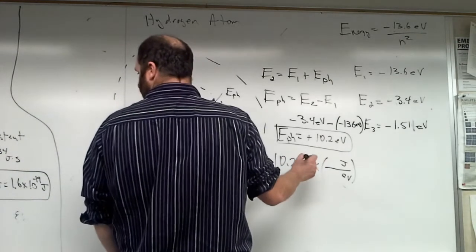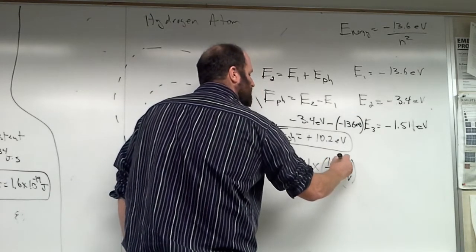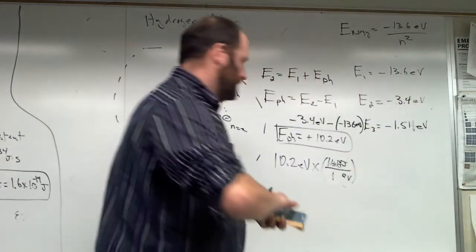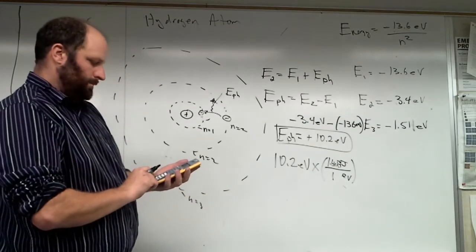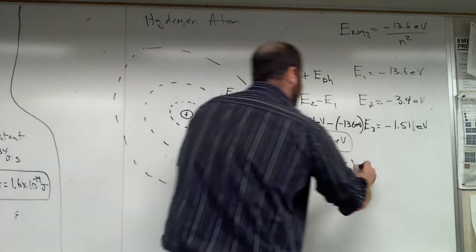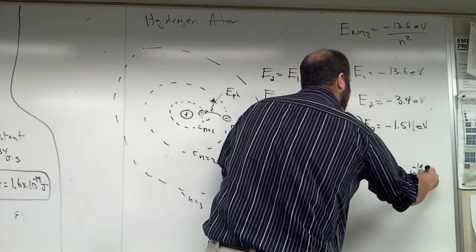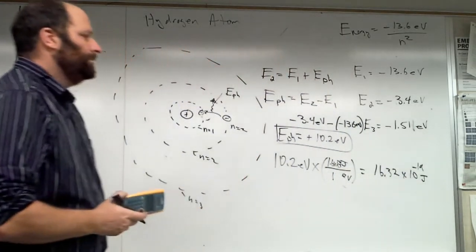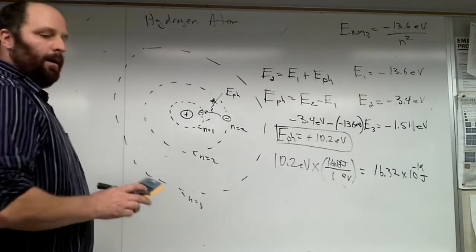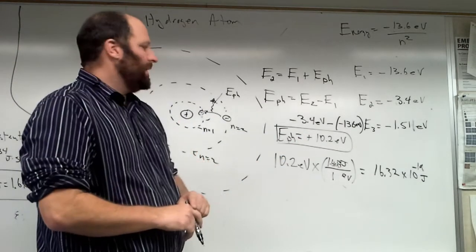And 1 eV is equal to 1.6 times 10 to the minus 19th joules. I'm sorry that got so small. So when we go ahead and do this calculation, what I get is 16.32 times 10 to the minus 19th joules. Now that's not generally standard scientific notation, but that's all right, no problem. So now, I know the energy of this photon is 16.32 times 10 to the minus 19 joules.